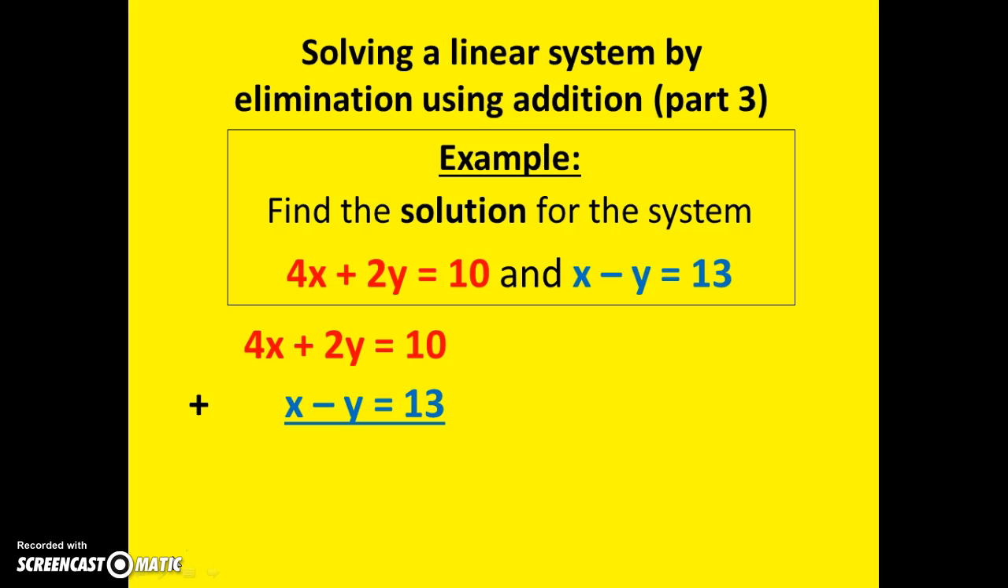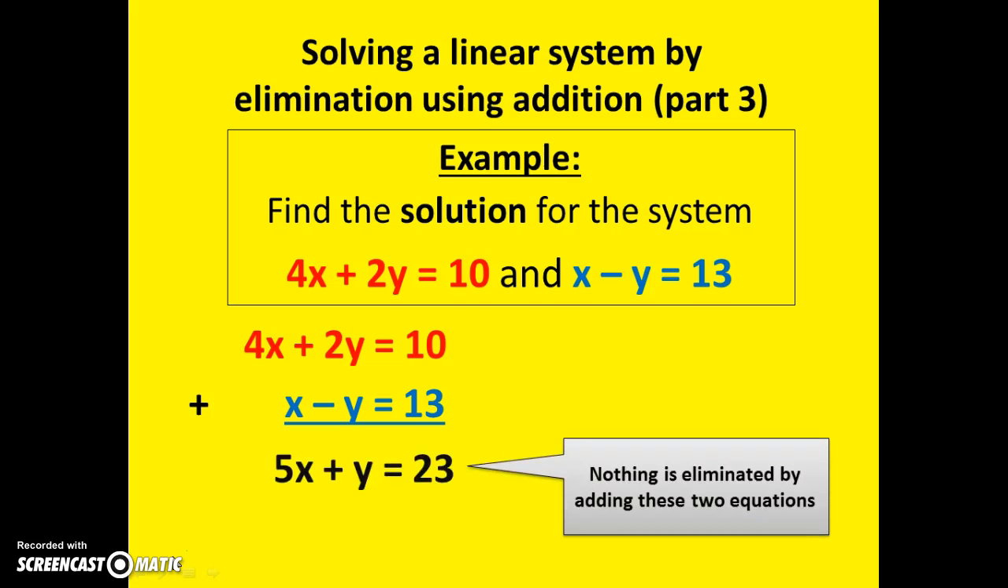So you can see when we go to do the addition here that nothing is eliminated by adding these two equations together. 4x plus x is 5x, 2y minus y gives us y, and 10 plus 13 gives us 23. So nothing is eliminated, so we're no closer to solving this system by just adding.